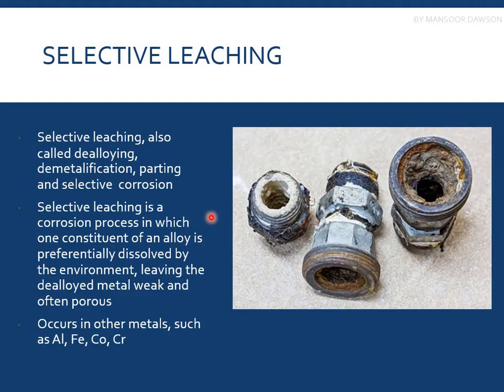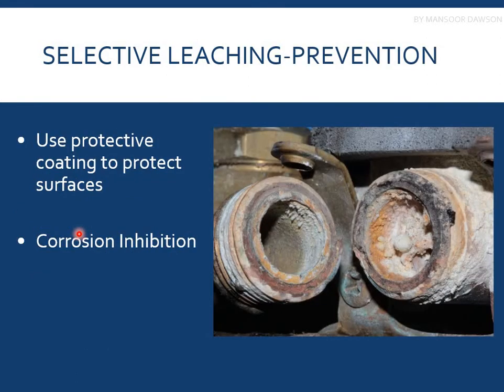It comes out from the cast iron matrix and it reacts with the environment, leaving behind the porous iron tank, which has a very low strength. So that is also an example of selective leaching. So how can you prevent it? By using a protective coating to protect the surfaces. You can just paint it, or you can add an organic coating, or you may add some corrosion inhibitors, as we discussed in the previous corrosion types.